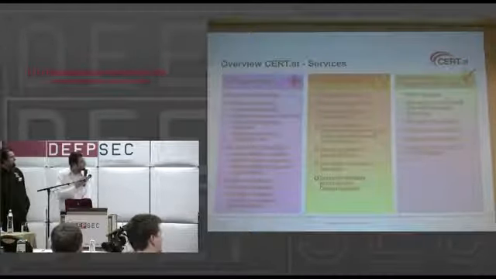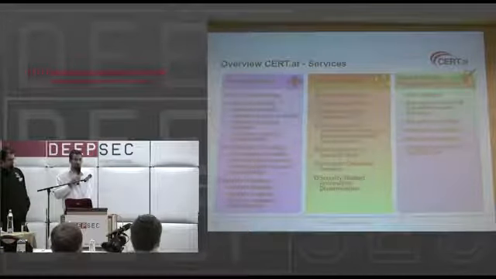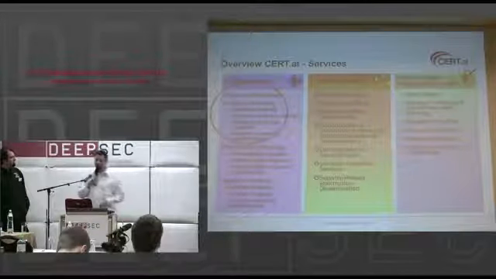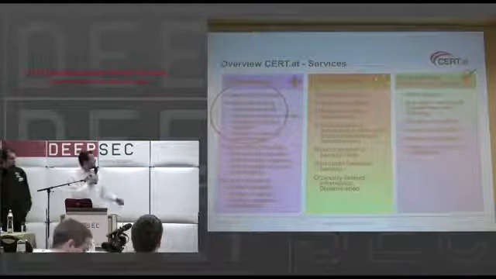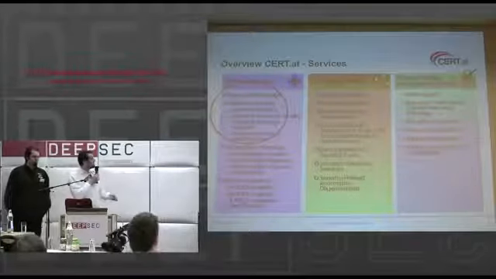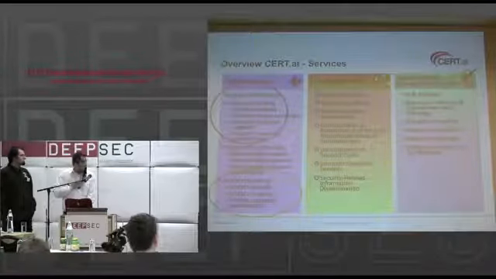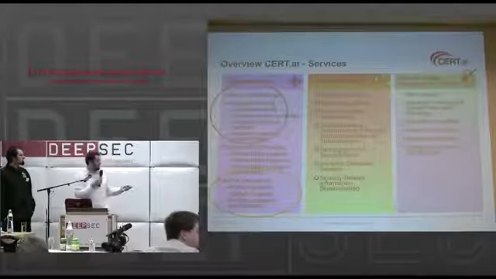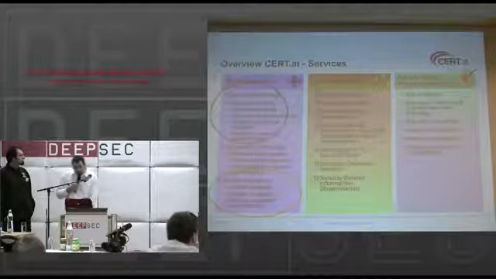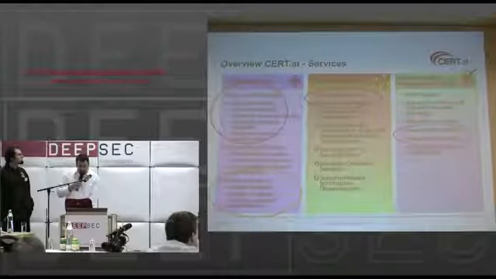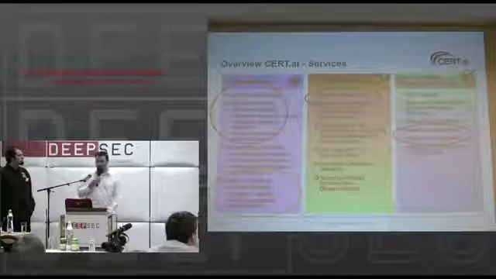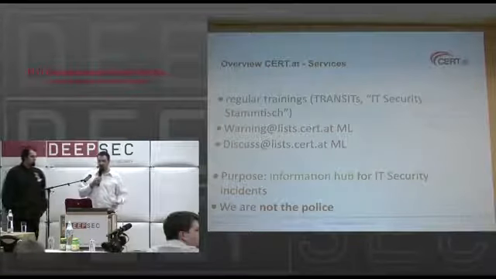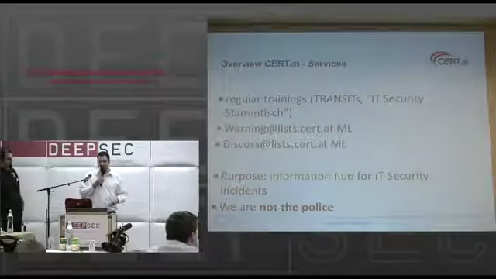Okay, so what do we do? Some of you know the CMU chart. We focus on alerts and warnings, so you can get alerts and warnings on our webpage. We also have incident handling capabilities, and as you will see with Minibis, we can, and especially you can, do artifact handling and artifact analysis. We have technology watch announcements and especially education, training and awareness building. So trainings, we also offer regular trainings like the TRANSITS training. Some of you know that, the TF-CSIRT TRANSITS training.